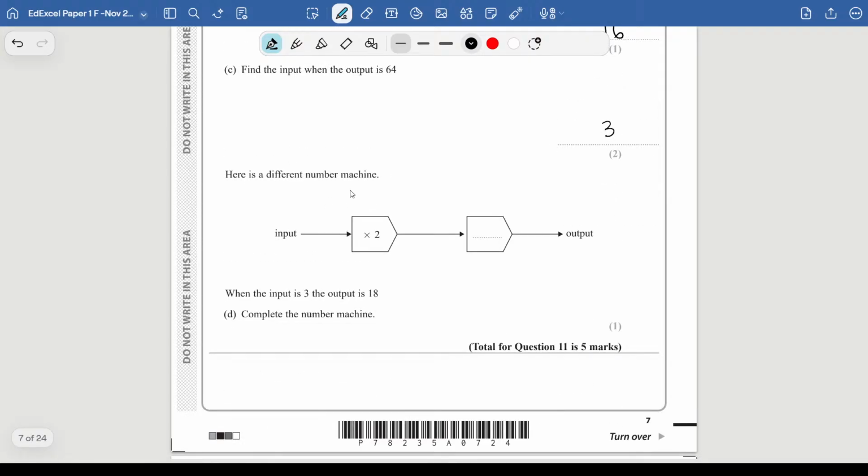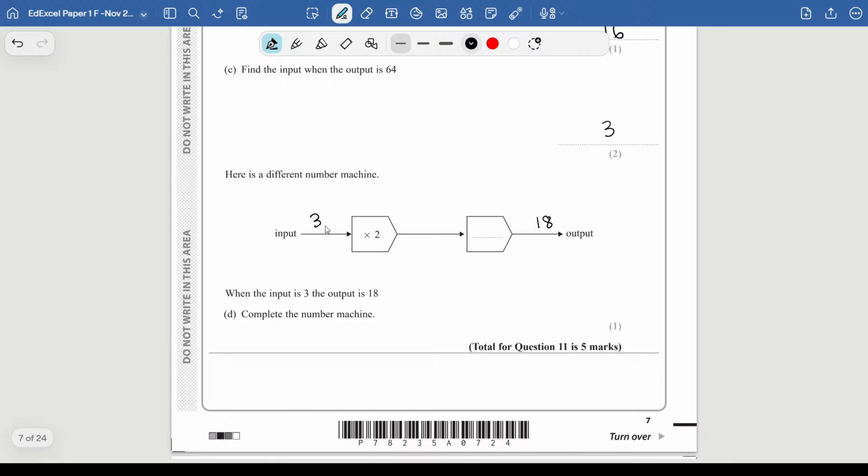Here is a different number machine. So we have the input is 3, the output is 18. So if the input is 3, we get the output is 18. And there is this missing operation here. We need to figure out what goes in here.